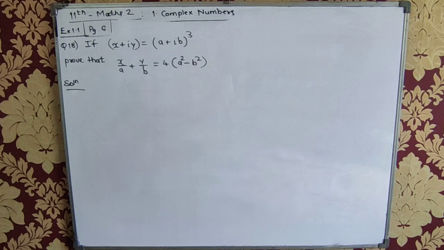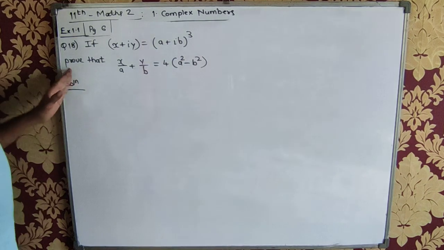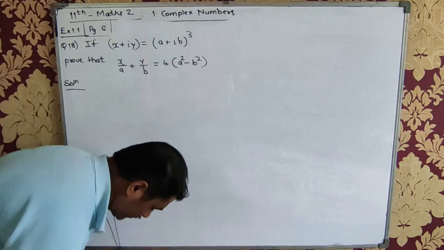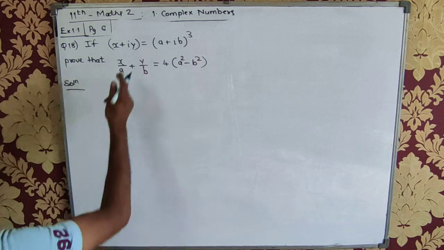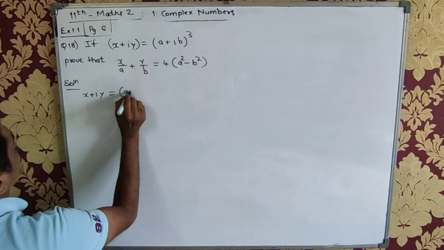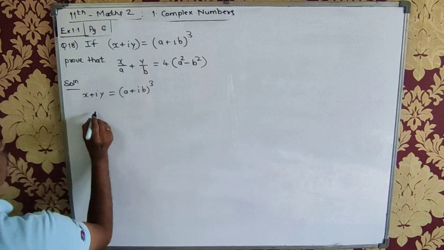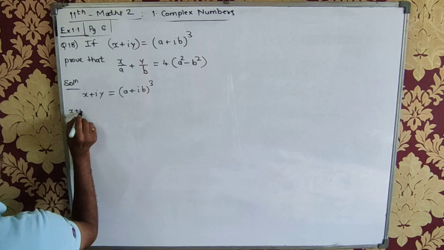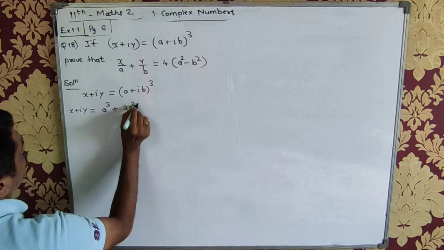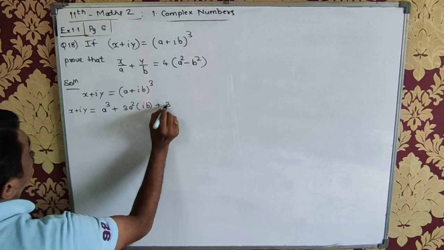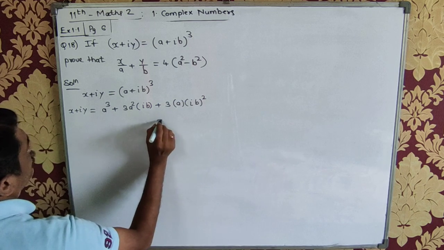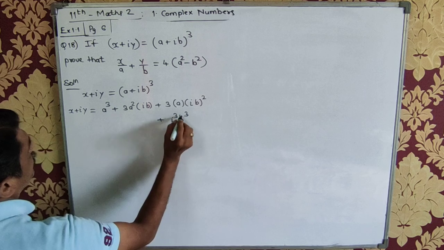Question number 18. If x plus iy is equal to (a plus ib) whole cube, prove that x upon a plus y upon b is equal to 4 times (a square minus b square). Well, let us start with the given thing. x plus iy is equal to (a plus ib) cube. To iska cube lete hain. Chaliye kya hoga bataiye. a cube plus 3a square into ib plus 3a into (ib) ka square plus i cube b cube.